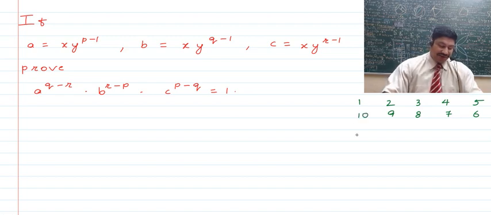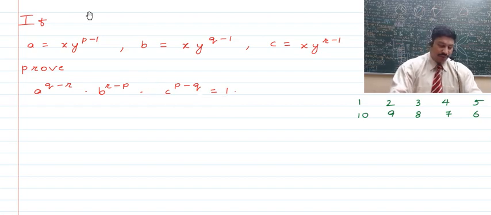Right. Now children, let's discuss the sum. Here in the question we've been given that A is x into y raised to the power p minus 1, B is x into y raised to the power q minus 1, and C is x into y raised to the power r minus 1. So we've got to prove this expression.